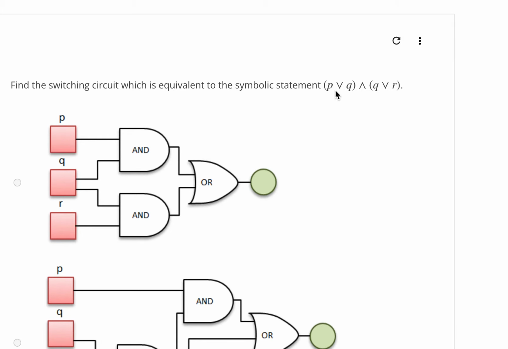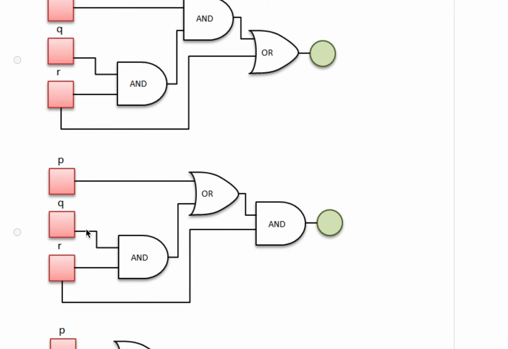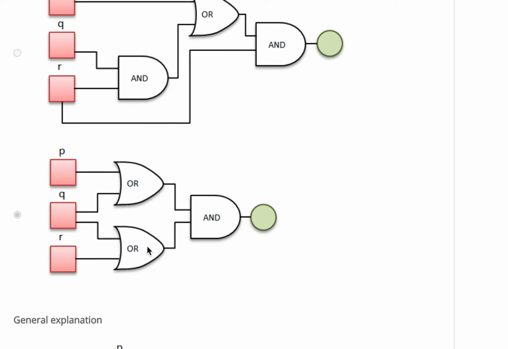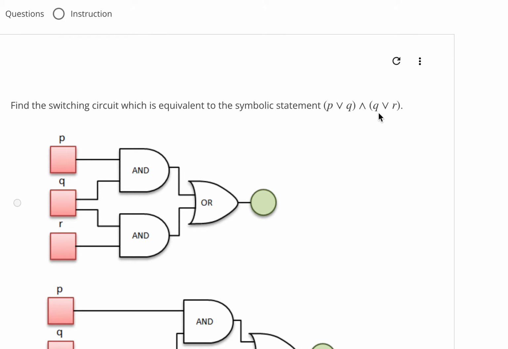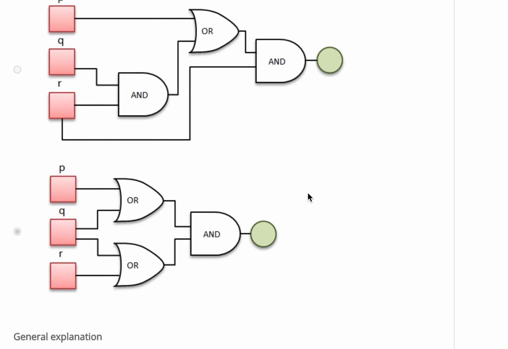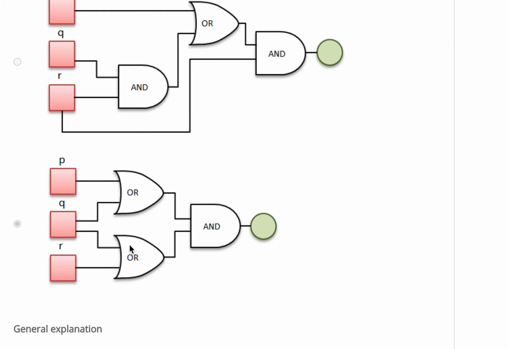We need to connect P or Q in the first step. Again, P and Q are not connected here. This one says P or Q, so that matches this first parentheses. And then we also need, in our first step, to do this other parentheses. We need to do Q or R. If you look down this option, it says Q and R are both connected to an or statement.